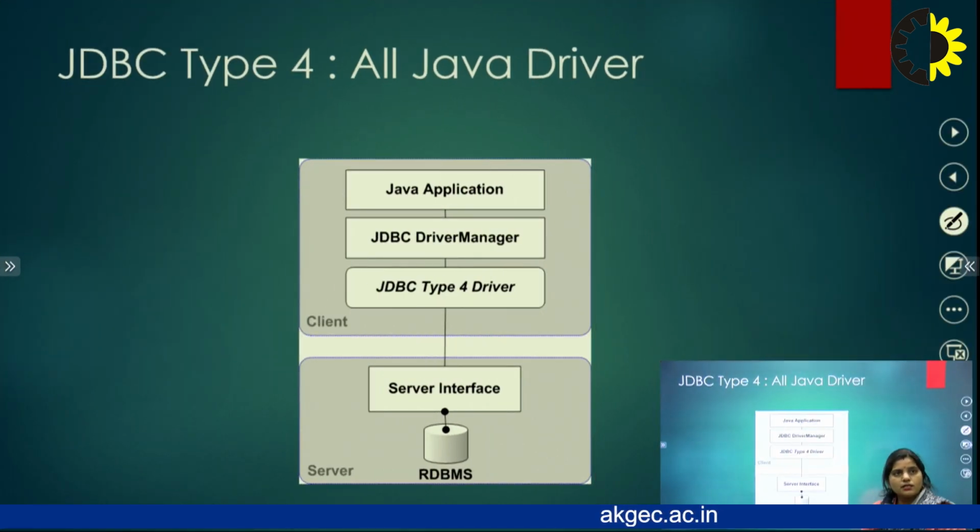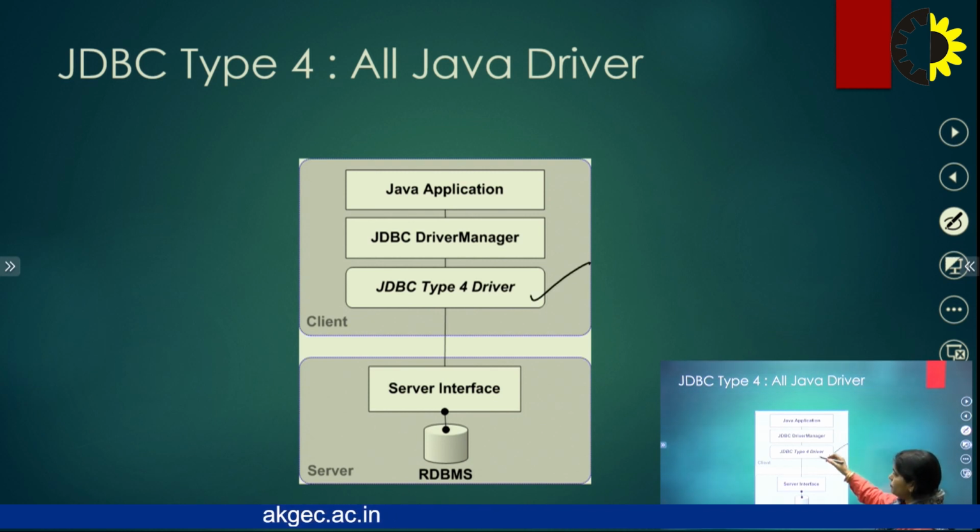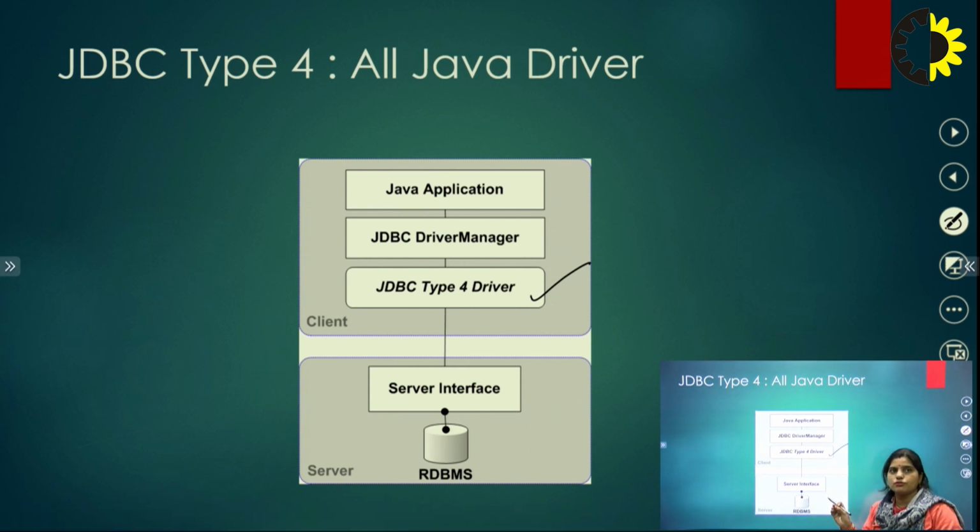The last one is all Java drivers. Here we have only a simple short diagram: Java application, JDBC driver manager, and type 4 driver, which has its connectivity directly. Here no client JDBC interface is given, because it will be implemented for all kinds of Java drivers.